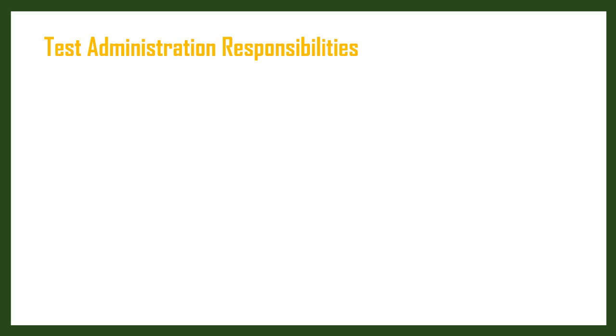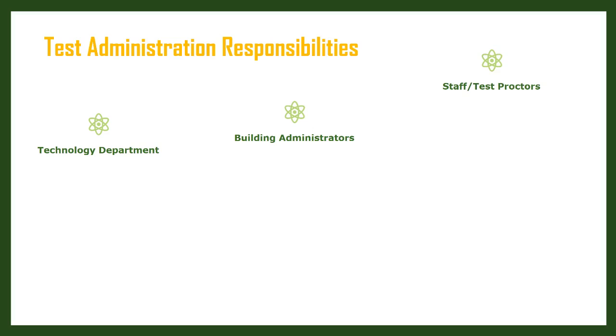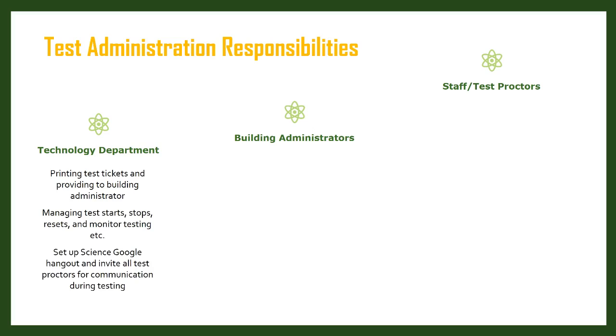Lastly, let's review the test administration responsibilities. There are 3 separate categories: the technology department, building administrators, and staff and test proctors. The technology department is responsible for printing the test tickets and providing them to the building administrator. They will also manage the test to start, stop, reset, and monitor testing. The technology department will also set up the Google Hangout and invite all test proctors for communication during testing.